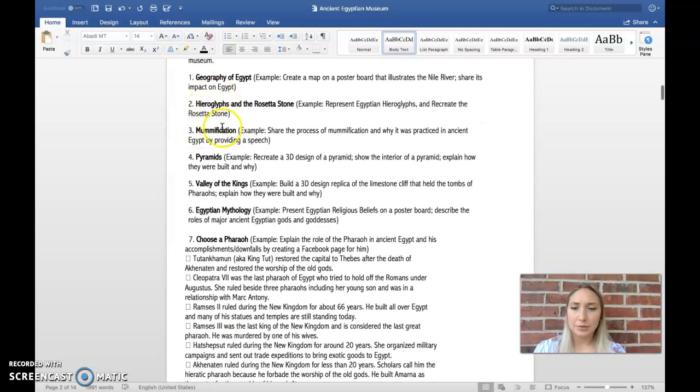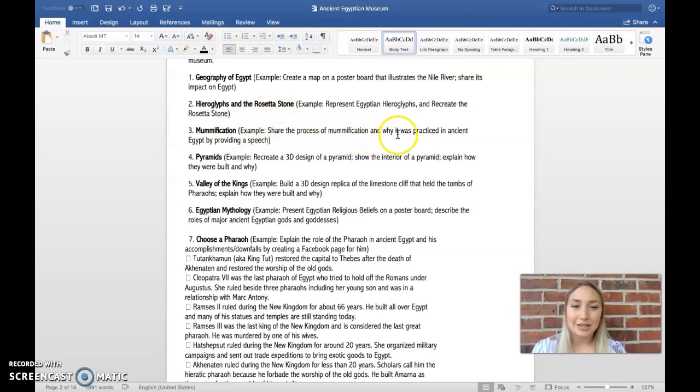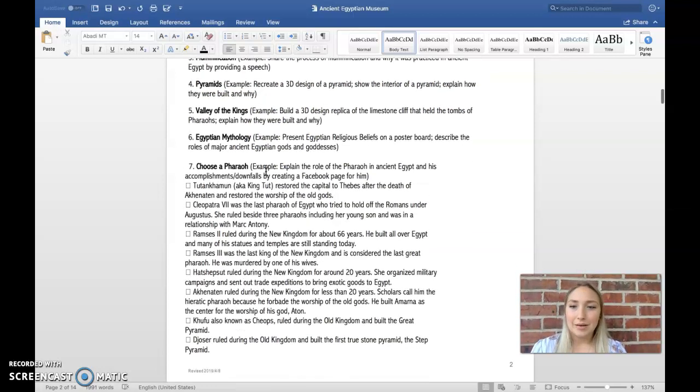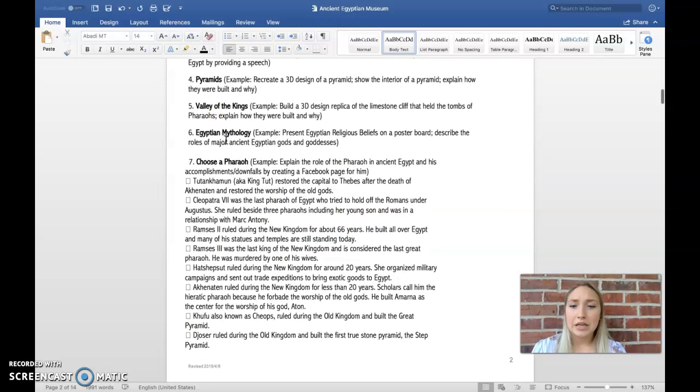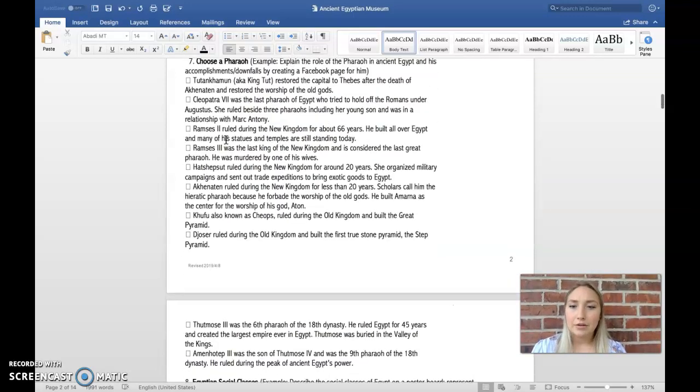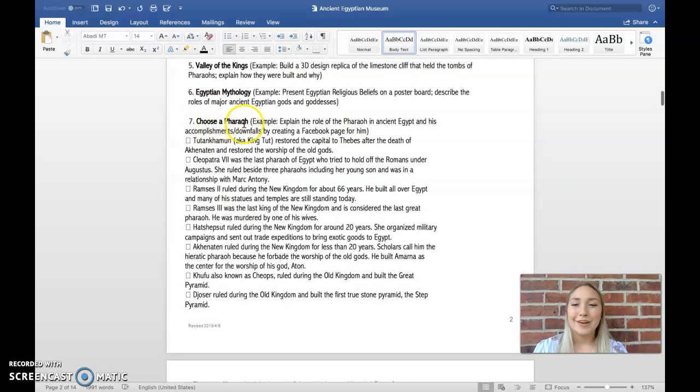Then another one is mummification. This can be super interesting for them because they could even bring in a doll that's wrapped in toilet paper, and pretend that it's a mummy, and then share the process of mummification and why it was practiced in ancient Egypt by providing a speech. Then the pyramids, that's super interesting. And then I really like down here, I chose right here, choose a pharaoh, and the example of this would be explain the role of a pharaoh in ancient Egypt, his accomplishments, and downfalls by creating a Facebook page for him.